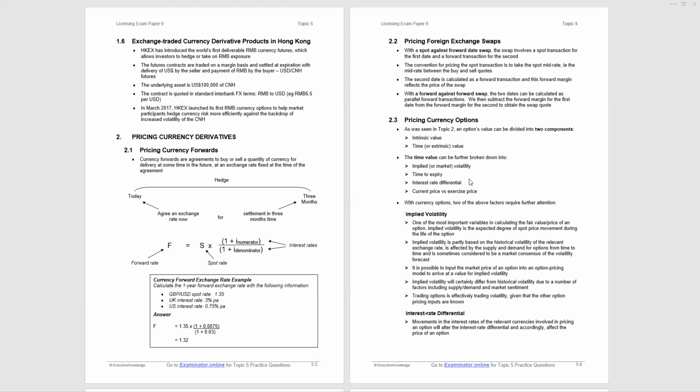Now, the futures contracts traded on a margin basis, which is normal, and settled at expiration with delivery of US dollars by the seller, payment of renminbi by the buyer. So remember that relationship. The underlying asset is 100,000 US dollars of renminbi. Again, be aware of that. The contract is quoted in standard interbank FX terms, renminbi to US dollars. For example, 6.5 renminbi per US dollar.